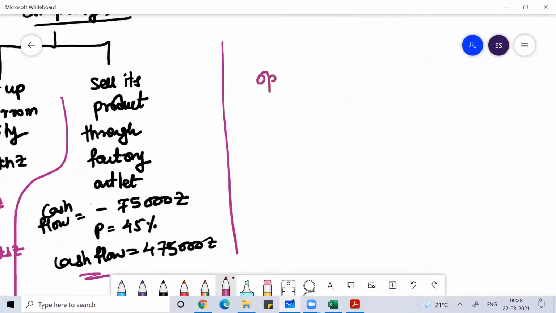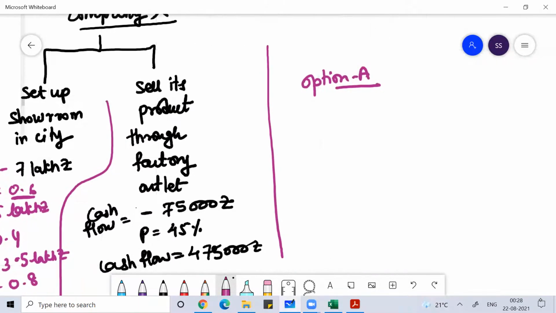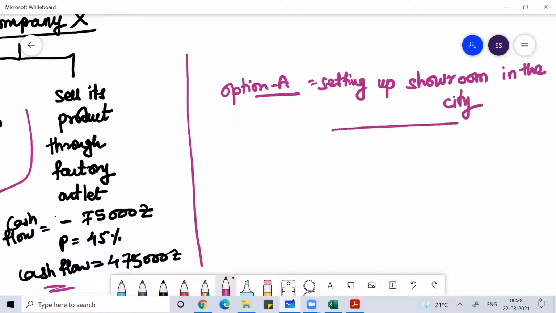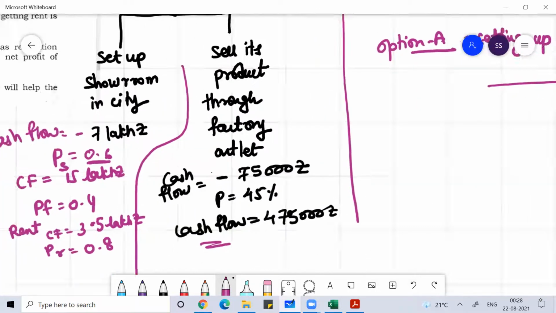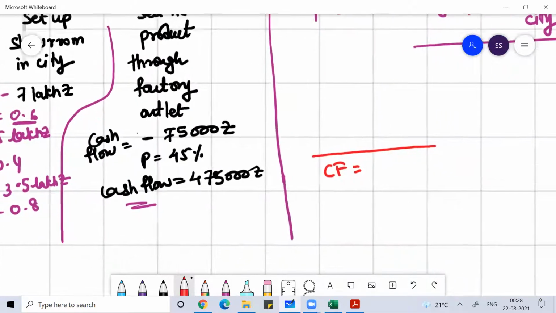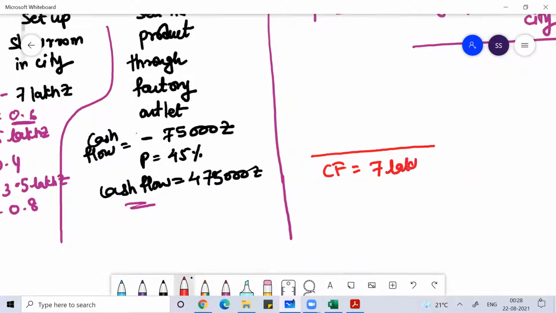So option one, option A, let's find out what economic value you're generating from option A. That is setting up a showroom in the city. So if we set up a showroom in the city, then the cash outflow, what do we get? So the cash outflow to set up a showroom in the city is how much? 7 lakh rupees, right? That much cash outflow, 7 lakh rupees.